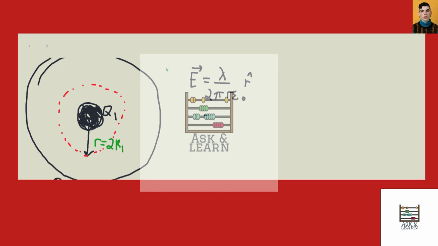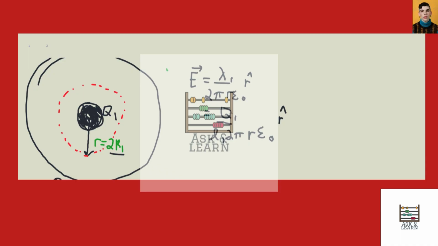So now we just need to plug in our givens. Lambda is the charge per unit length. So on Q1, this is the inner Q1 divided by length times 2 pi r, and then r is this, and then epsilon naught, and this is in the r hat direction.